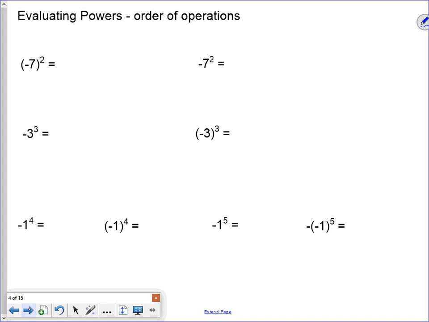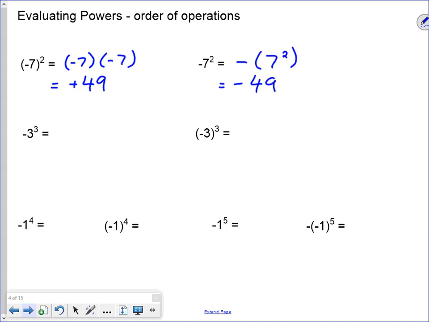If I've got (negative 7) to the power of 2, that negative sign is part of the base. Negative 7 times negative 7. Two negatives are going to give me a positive. 7 times 7 gives me 49. If I've got negative 7 to the power of 2, I think of this as negative (7 to the power of 2). So negative 49.